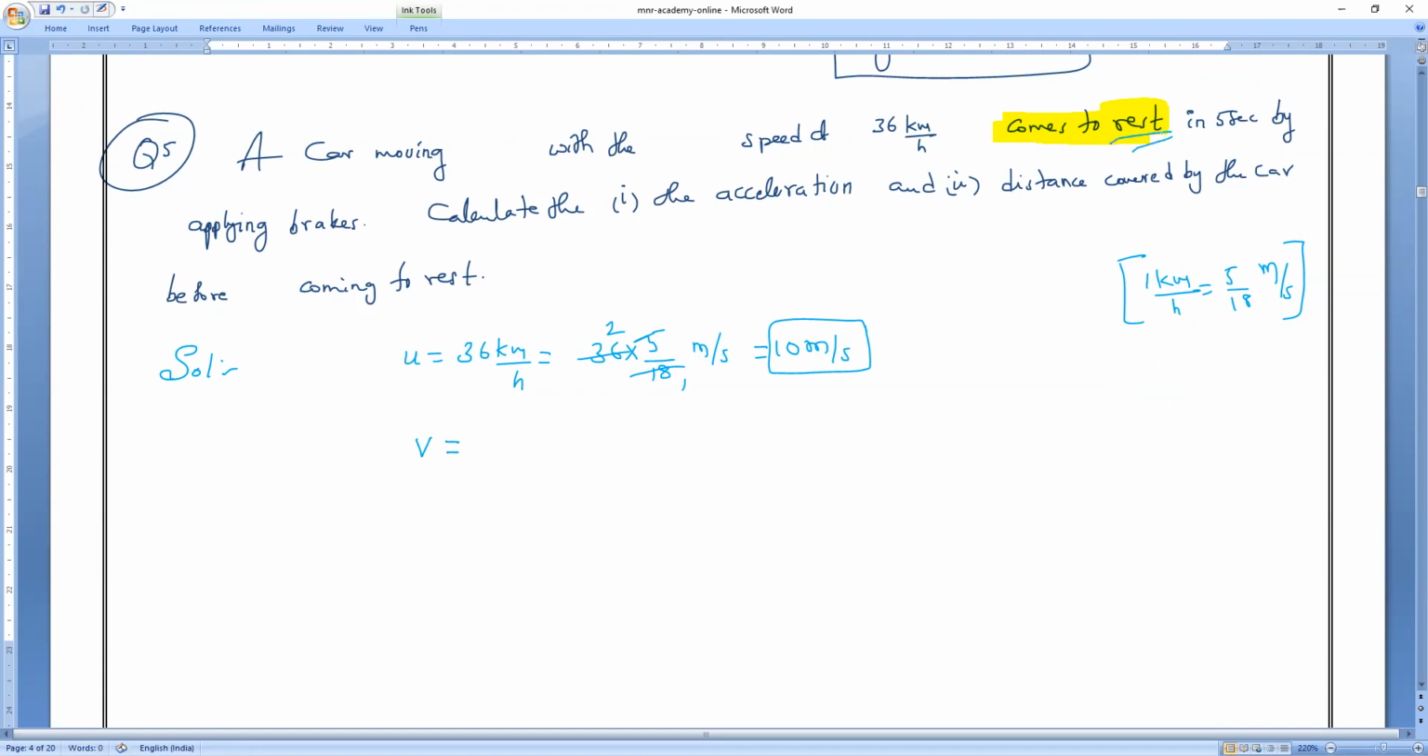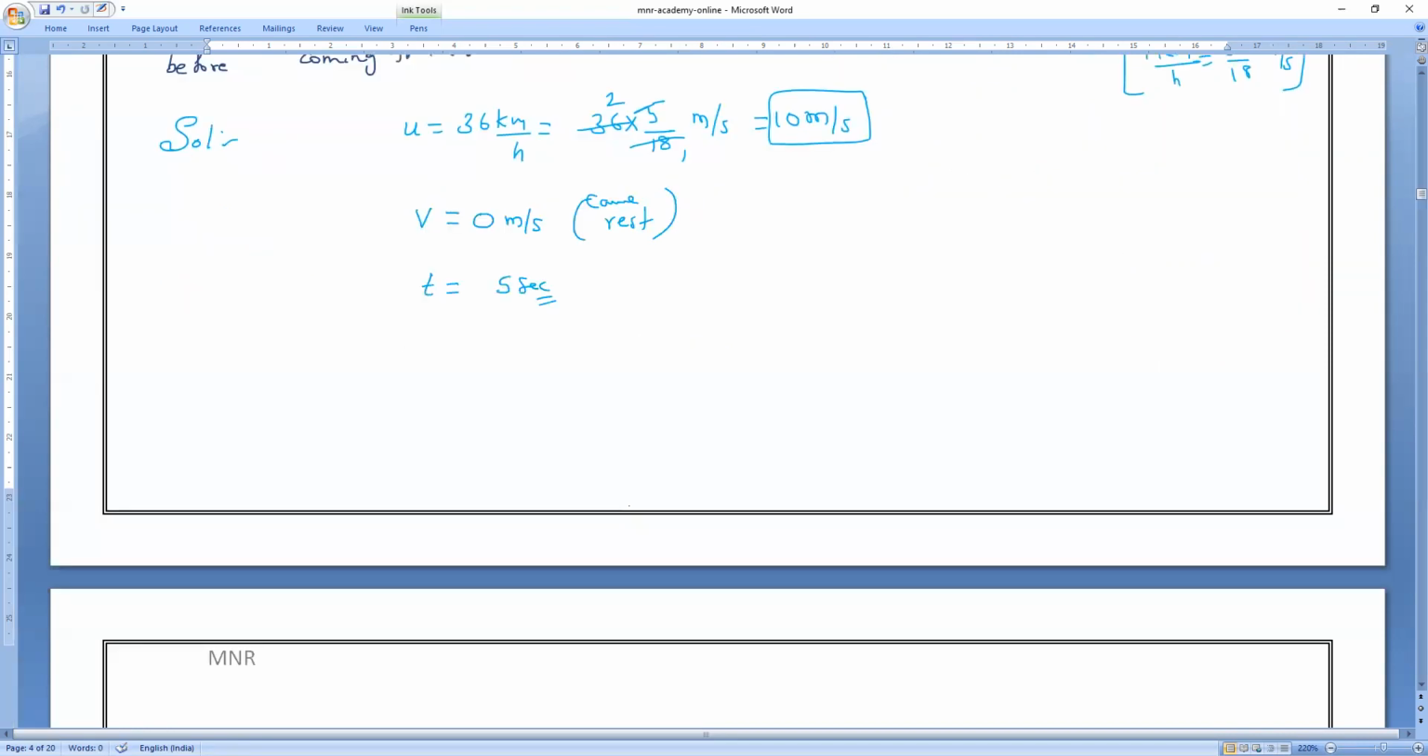So final velocity. The car comes to rest. What do you mean, what is the final velocity, everybody? 0 meter per second. Came to rest. Final velocity is 0. So time is equal to how many seconds? 5 seconds. Then find the acceleration.